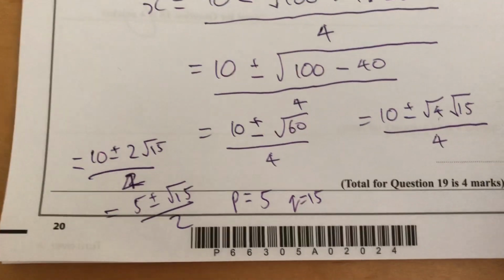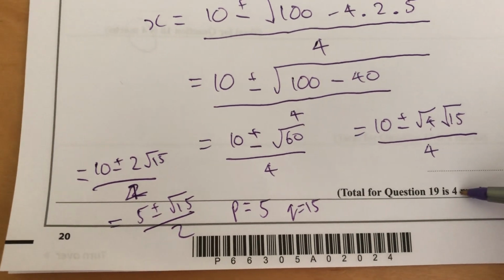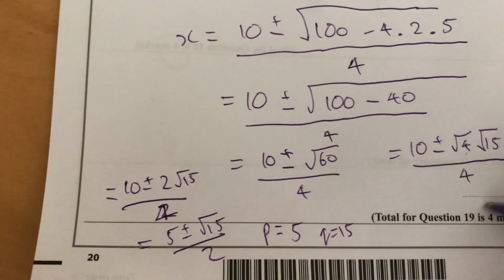There we go. That was a little bit over the 4 marks. I think that's not generous enough. Sometimes they're too generous. I think they should have given you more time because there's a lot there.